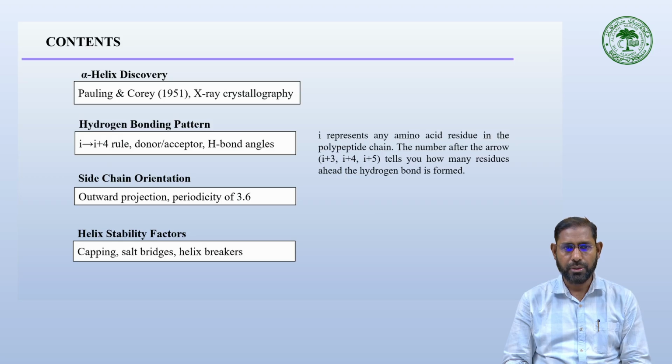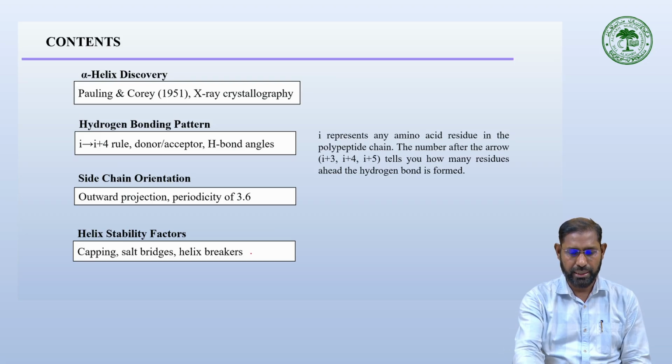Then I'm going to talk about side chain orientation: outward projection, with a periodicity of almost 3.6 residues. And then we discuss helix stability factors. What are the factors which really give helix stability? These are capping, salt bridges, and helix breakers.